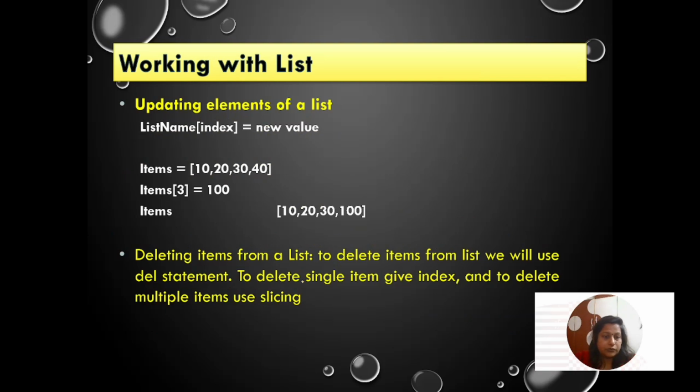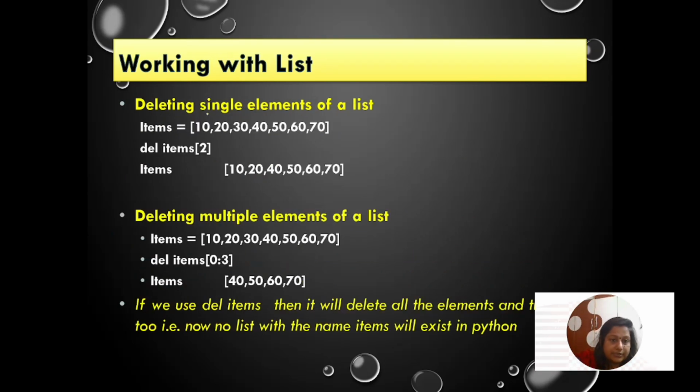Next one, I'm going to tell about deleting a single element from the list. How are we going to delete it? Items I'm creating, del command. So del items of 2. What is items of 2? 0, 1, 2. So the 30 will be deleted and your answer will be 10, 20, 40, 50, 60 and 70. If you want to delete multiple elements of the list, what do you have to do? You have to use the slicing concept.